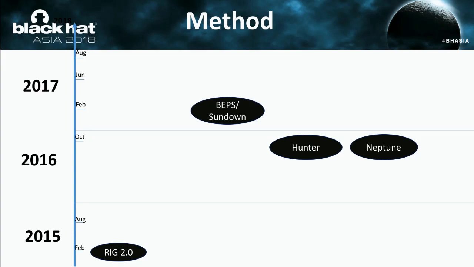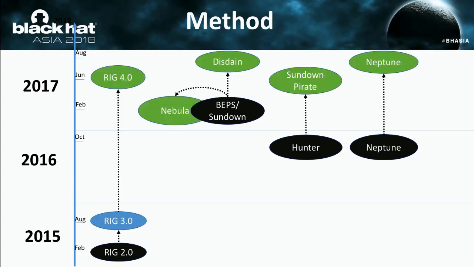These are Rig 2, the second one is BEPS or Sundown exploit kit, and the third is Hunter and Neptune exploit kit. We redeployed their attack servers in our lab environments. We chose these exploit kits because the updated versions of these exploit kits, colored green here, are currently very active and very popular among attackers.